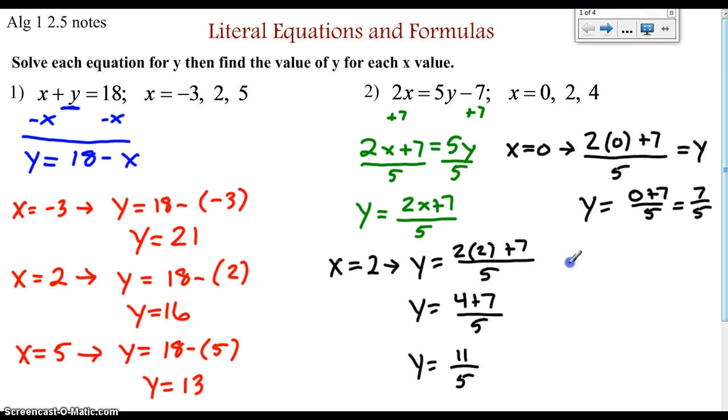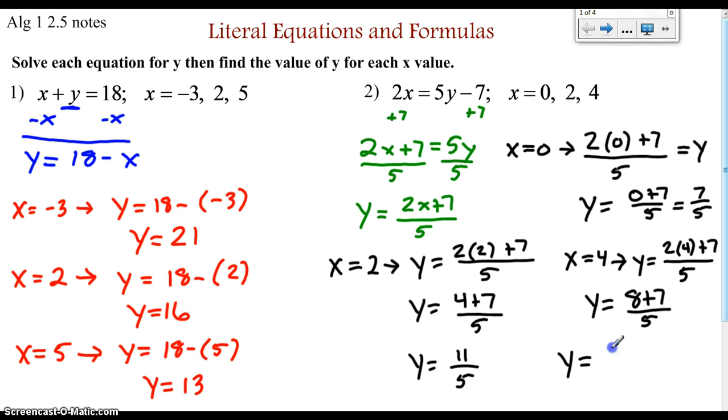And our last value that we'll use here for x is that x equals 4. So we'll say that y then is 2 times 4 plus 7 divided by 5. 2 times 4 is 8. That gives us 15/5, which hopefully you recognize to be 3.